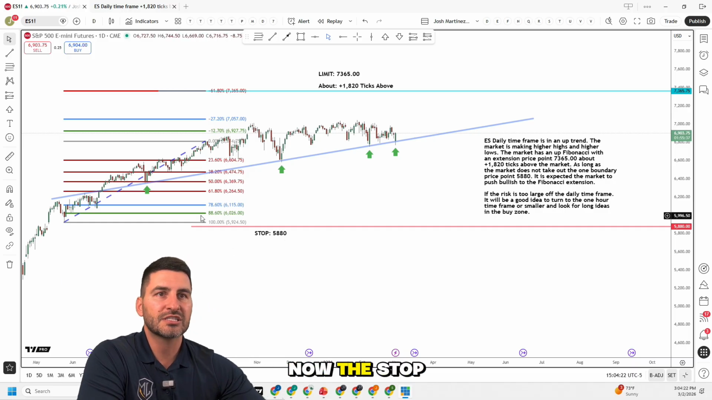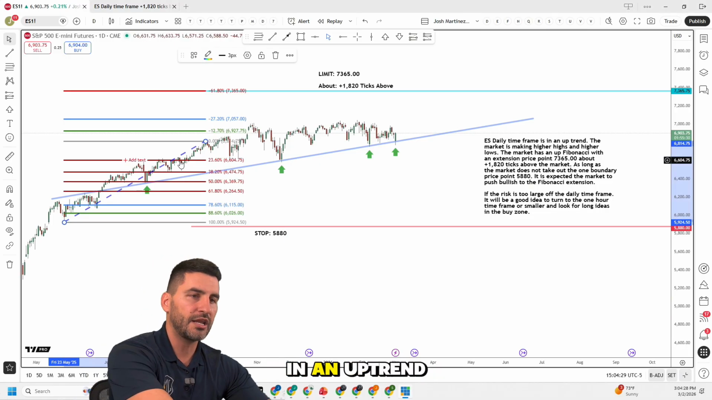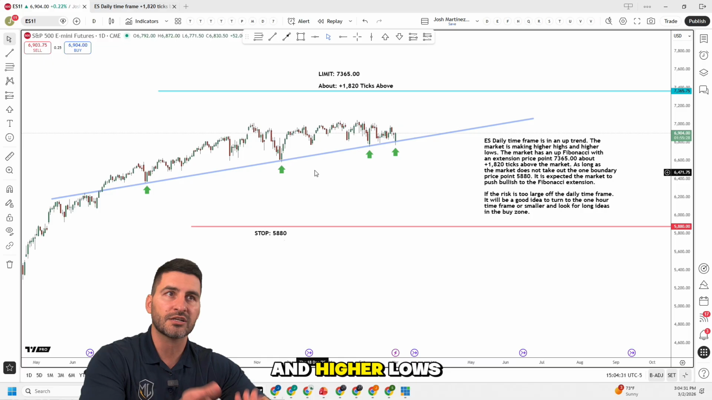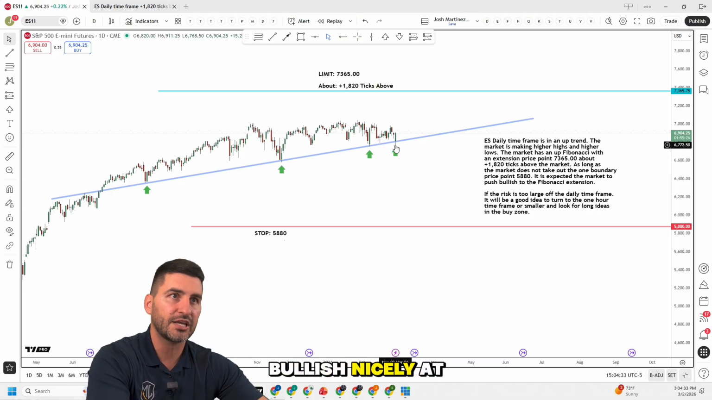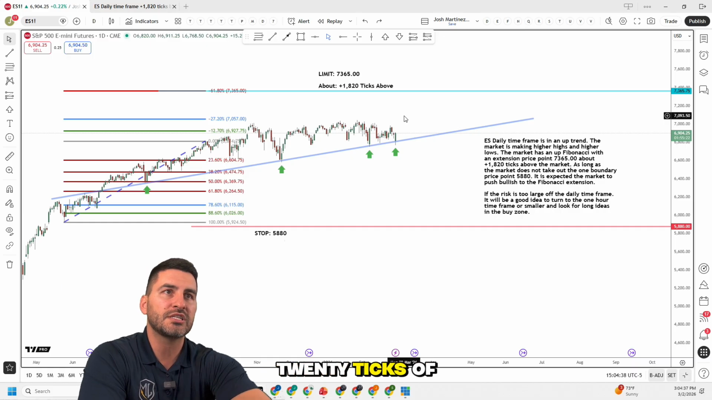7365.00. Now the stop will be below the one boundary. So in this particular scenario, the stop is 5880. Now we are in an uptrend and we are making higher highs and higher lows, and we're reacting bullish nicely at the uptrend line. And so there is about 1,820 ticks of upward movement.